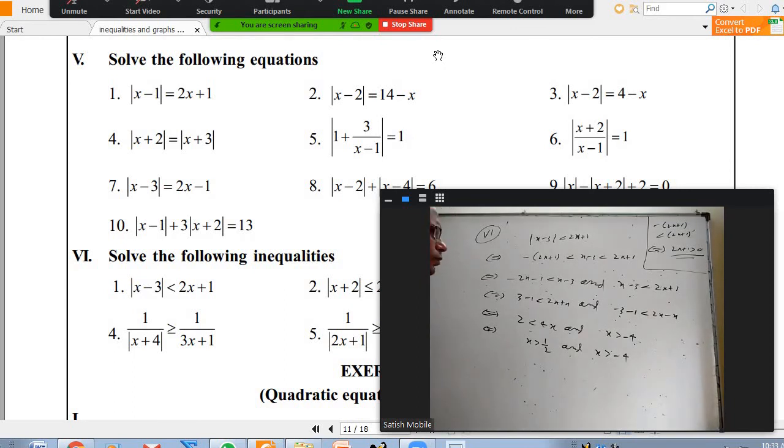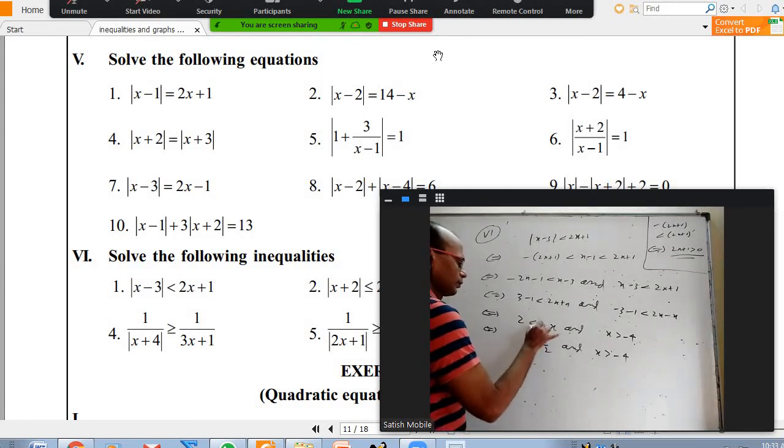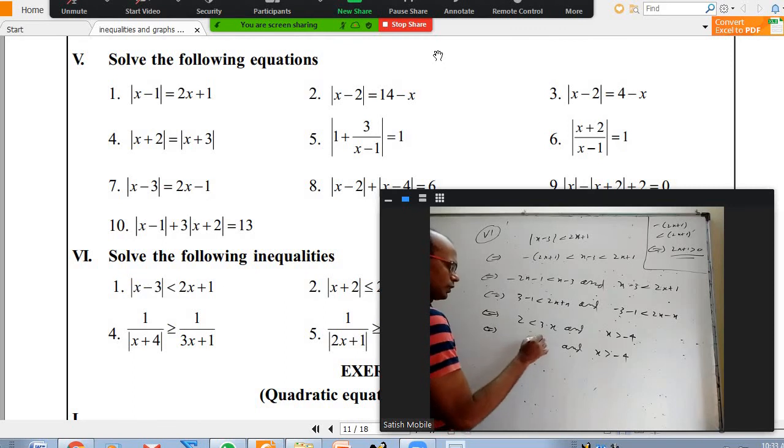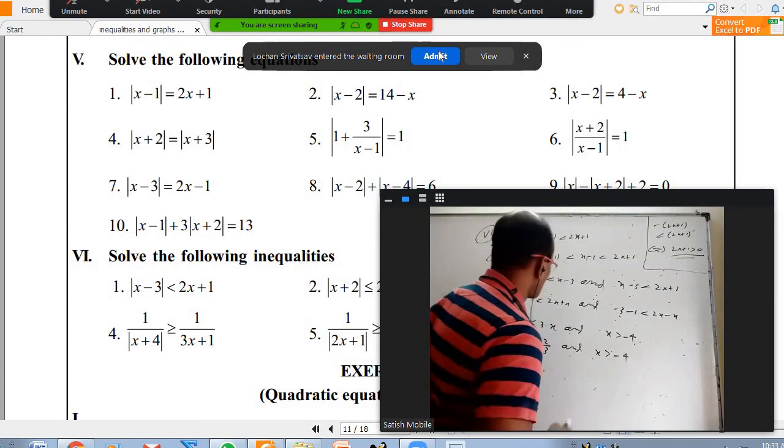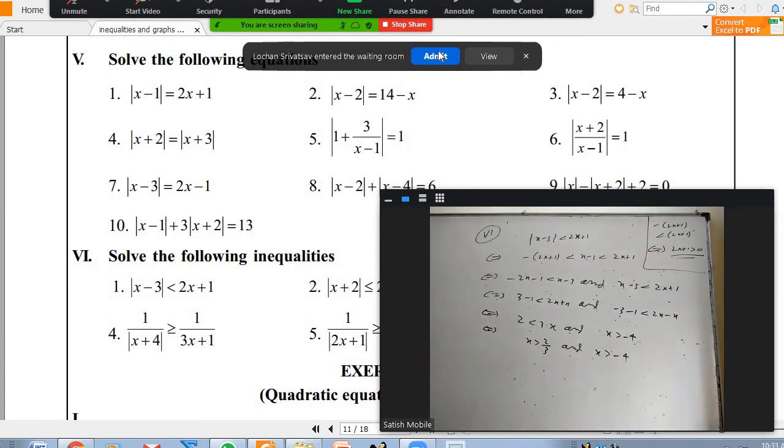So 2 less than 3x. Oh, this is 3x. Okay, thank you. So x should be greater than 2 by 3, and also x should be greater than minus 4.